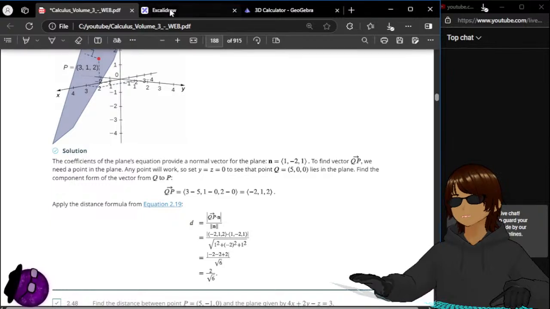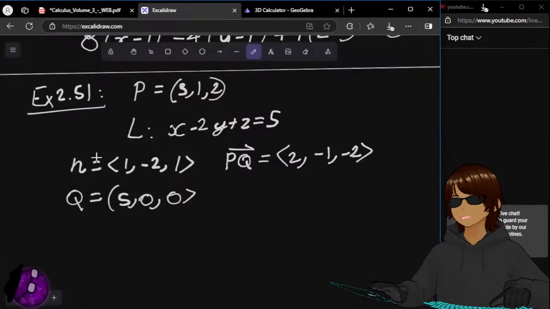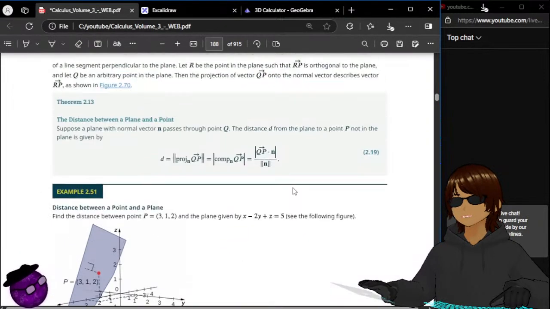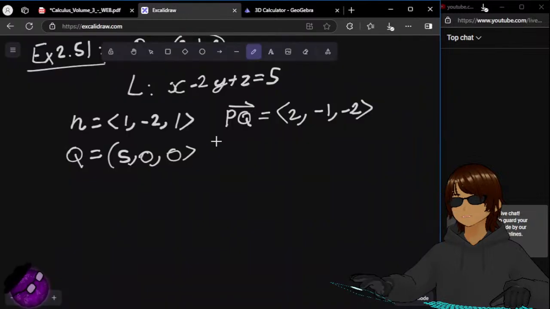Define vector QP. So that we have n and QP, and then to find the projection we need the dot product.